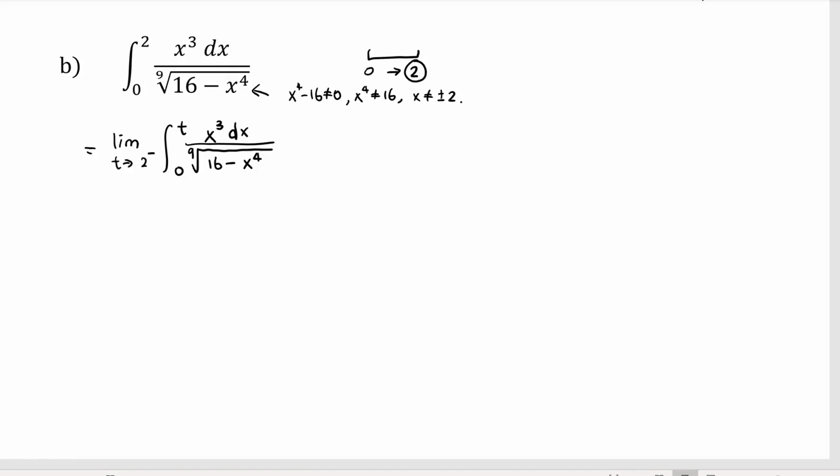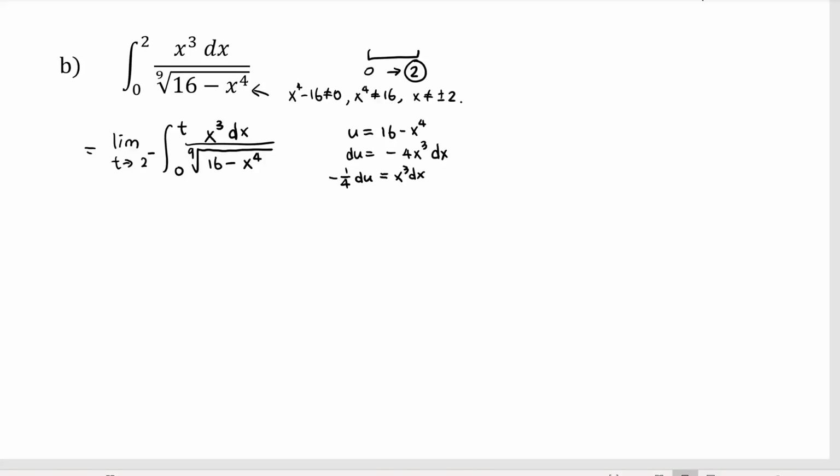Okay, so this is like a quotient. Do we have a quotient rule for integrals? No. So what method do we use here? Can you see that in the denominator we have x to the 4th, and in the numerator we have x cubed? So what method? Yes, u substitution. Let u be 16 minus x to the 4th, and then du will be minus 4x cubed dx, right? So what's x cubed dx? It will be negative 1/4 du.